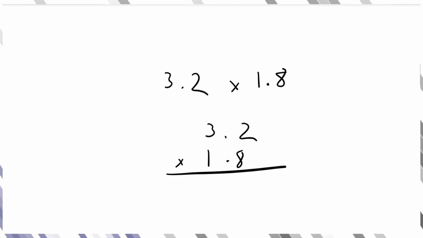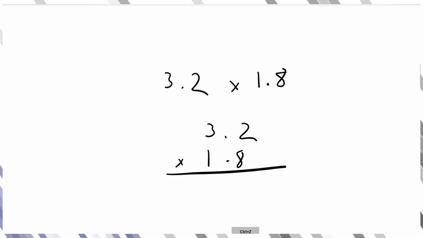Now we pretend that the decimal point just isn't there and we'll put that back in at the end. So we treat this as 32 times 18, and then we'll adjust the final answer to make it correct for 3.2 and 1.8. Alright, so if this is 32 and 18, we have to do 8 times 2 and 8 times 30, and 10 times 2 and 10 times 30.